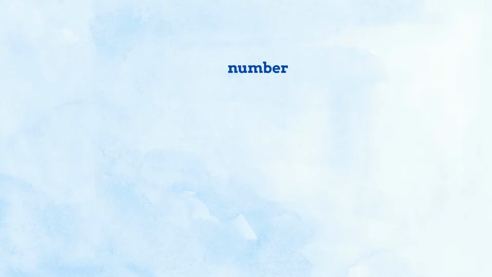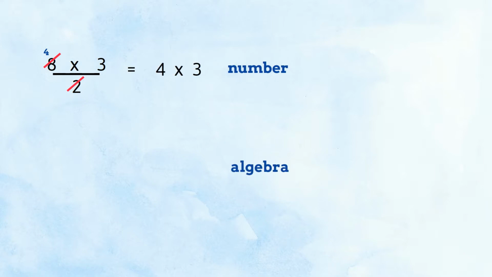In number work, if we have 8 times 3 over 2, the 8 and the 2 could cancel down to give 4. Similarly, in algebra, if we have 8 times a over 2, the 8 and the 2 could cancel down to give 4.